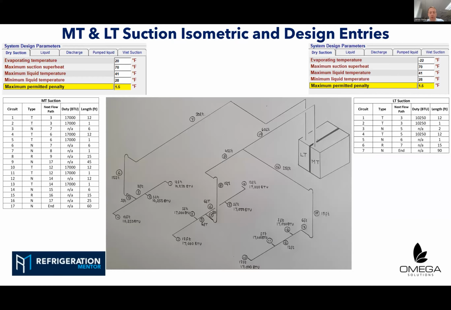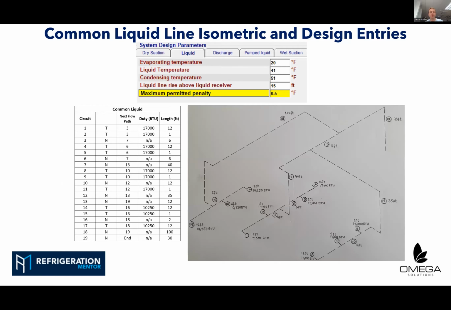So just to show everybody, I'm not going to focus on this screen for very long. There's the sketch that I've provided, and if anybody wants a copy of this presentation afterwards, just please reach out, although it's going to be out there on YouTube. So pertinent information there. We've got the design entries followed by the circuit numberings, what the types are, what the next flow path is. So it gives people an idea of how it looks should anybody want to have a free trial of the system. Added the BTUs in and the length of pipe work. And again, very similar here. This is for the common liquid line.